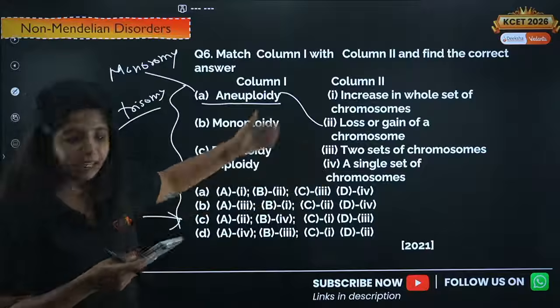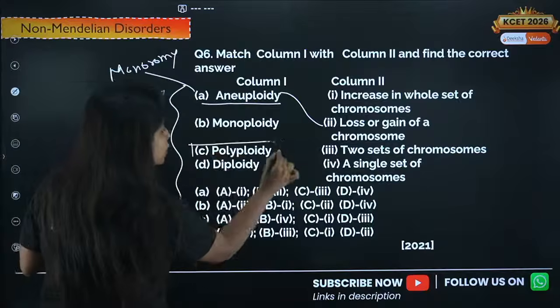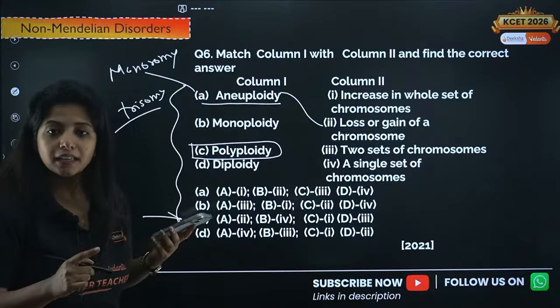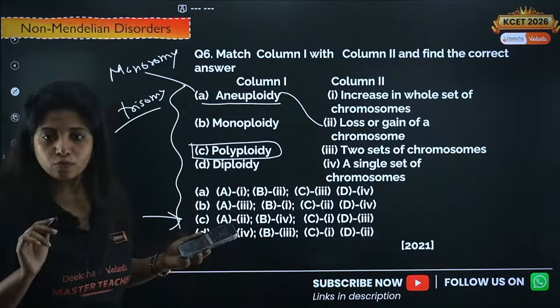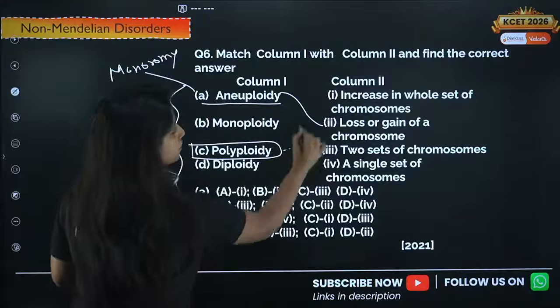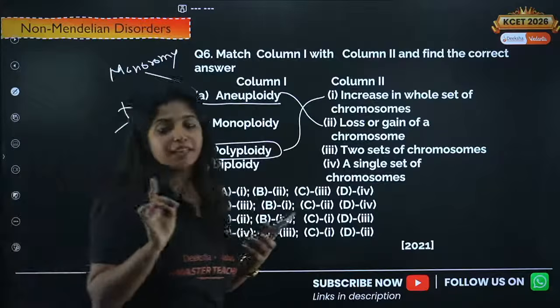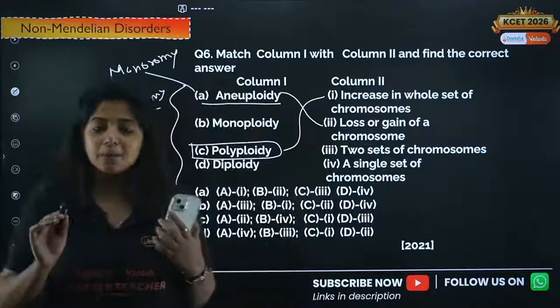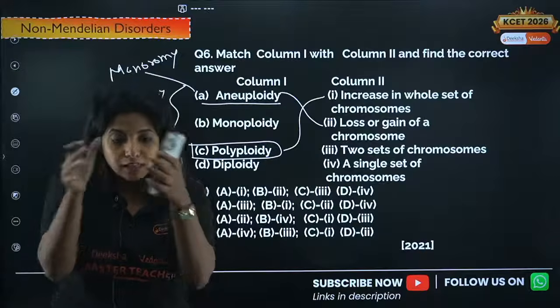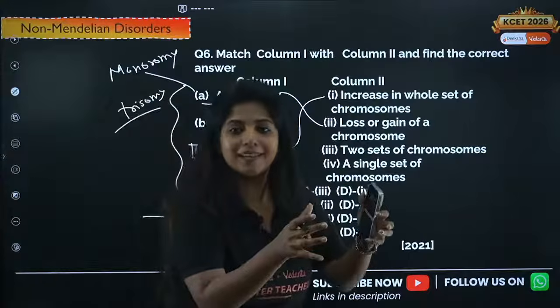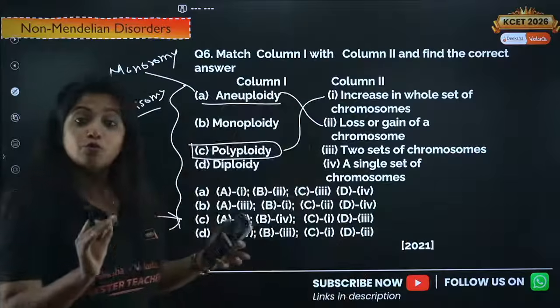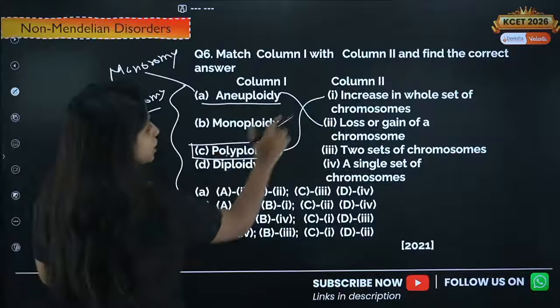Monoploidy, we'll come to that later. The next term which is given in your NCERT is polyploidy. Polyploidy means what? Increase in the whole set of chromosomes, my dear children. So over here, it is not usually seen in the case of animals or human beings. Basically, you see that in plants. In plants, the whole set of chromosomes go to one particular cell. So there is an increase in that particular cell. Okay, this is usually seen in the case of plants. So C goes with 1.